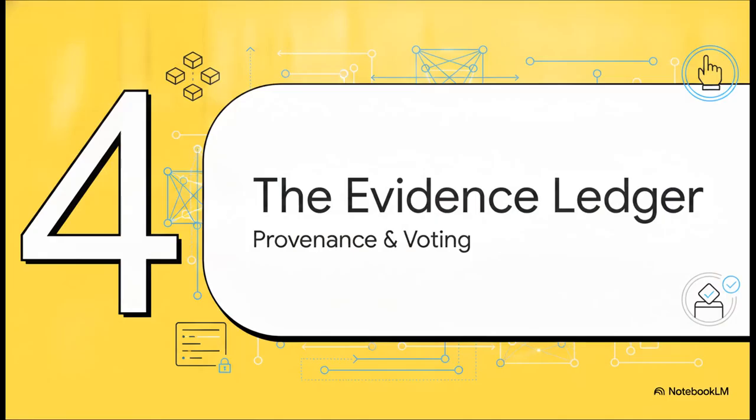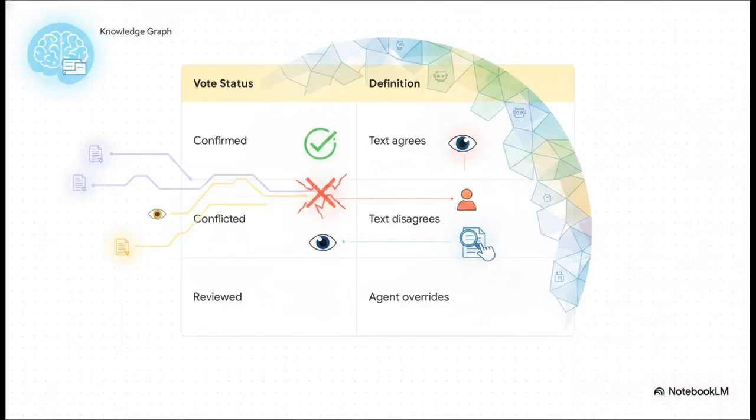All right, Section 4, the immutable evidence ledger. This is all about establishing provenance and source voting. To absolutely guarantee business reliability, we need to build a protective shell around our data. In this system, every extracted value becomes a claim, and each source acts as a voter within a very strict state machine. A claim might be confirmed, conflicted, or human-reviewed. Because of this setup, we never, ever lose track of where a piece of information actually originated.